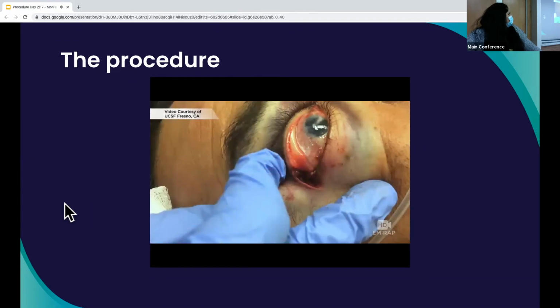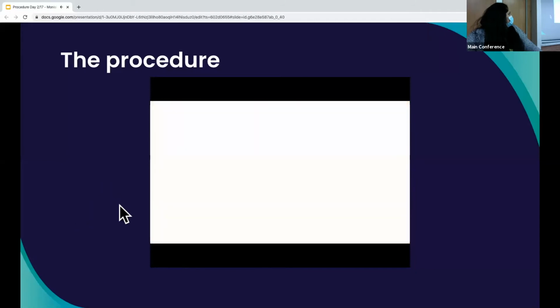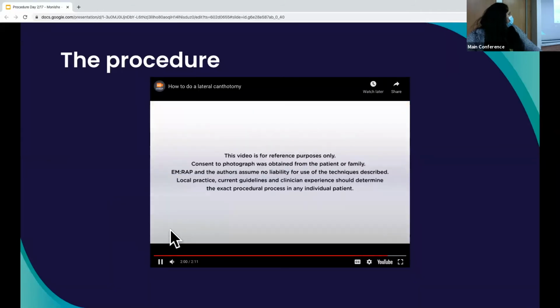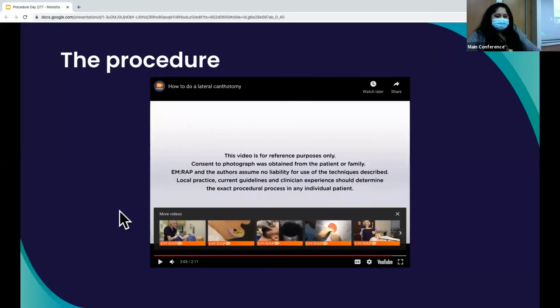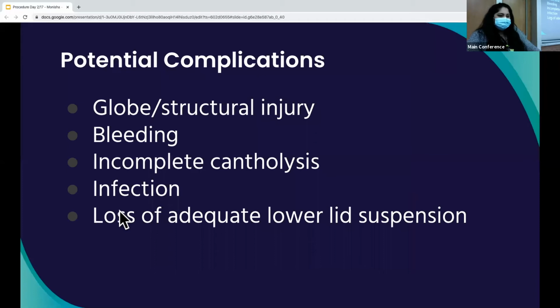Again, recheck your intraocular pressure to make sure it drops, and this is how it should look. Done. All right, okay, hopefully that was a little bit easier to see exactly what you do with all the steps there.